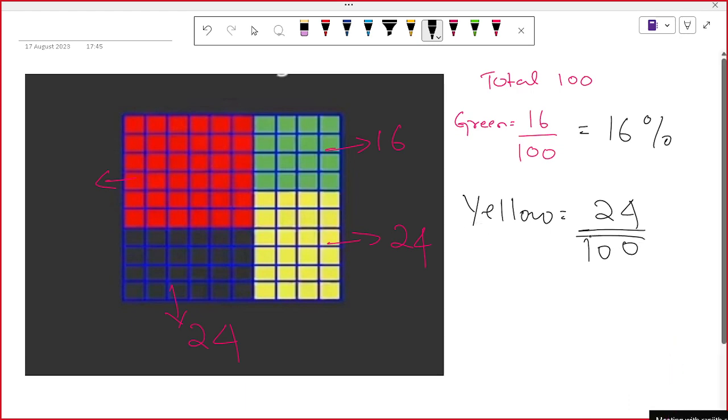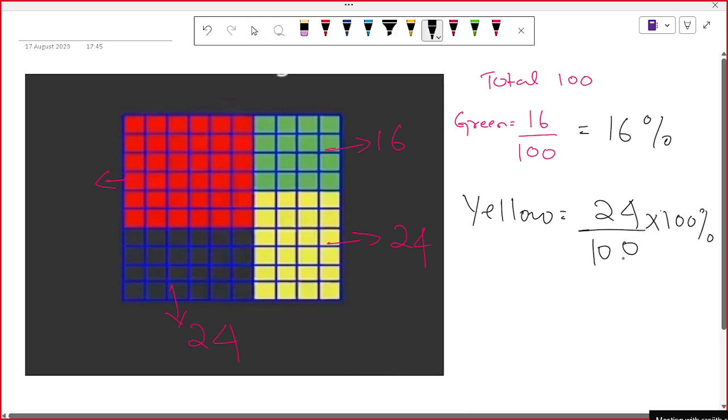Okay, 24 by 100. Can you see the denominators for all this? There is 100. Yes, sir. Total value is 100. Out of total value, yellow is 24. You can even reduce this and calculate. If not, just multiply by 100%. So what's the percentage of yellow? 24%. The fraction is 24 by 100.